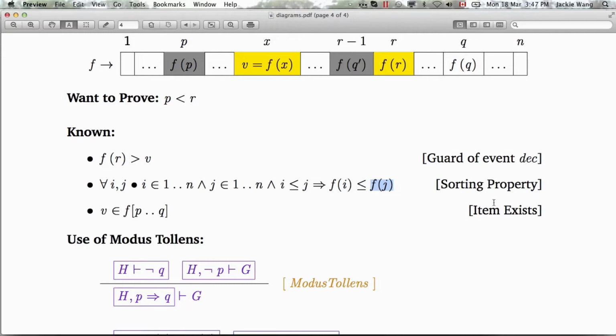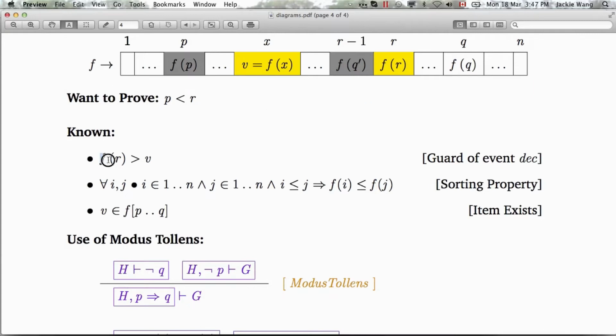And in the invariants of the current machine, we also have this to say: V is in the relational image of F from the interval of P up to Q. So we are saying that between the interval of P and Q in the array F, the V that we are looking for must exist. So now let's think about how these two facts can actually help us.